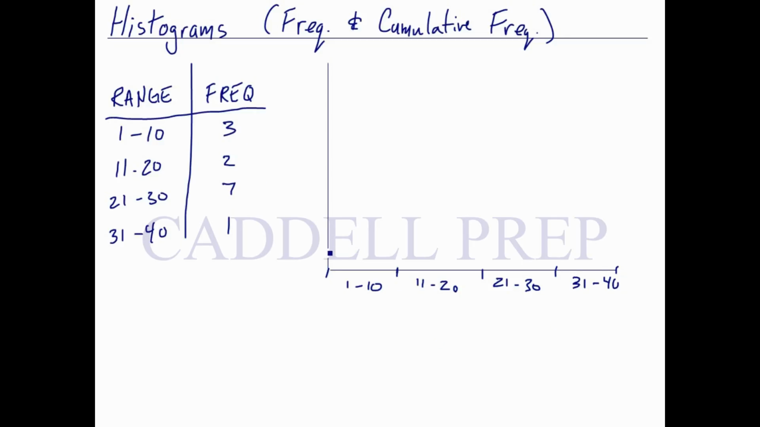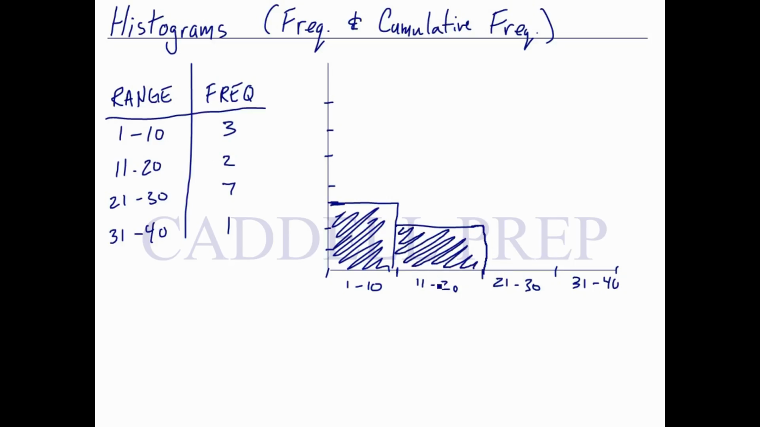Then let's make some notations here. 1, 2, 3, 4, 5, 6, 7. So we only have to go up to 7 because that's the greatest value here. So 1 to 10, the frequency is 3. So from 3 down, and we'll shade this in. Then 11 to 20, we're going to make a bar that goes up to 2. So here's 2. Let's make our bar and shade that in.